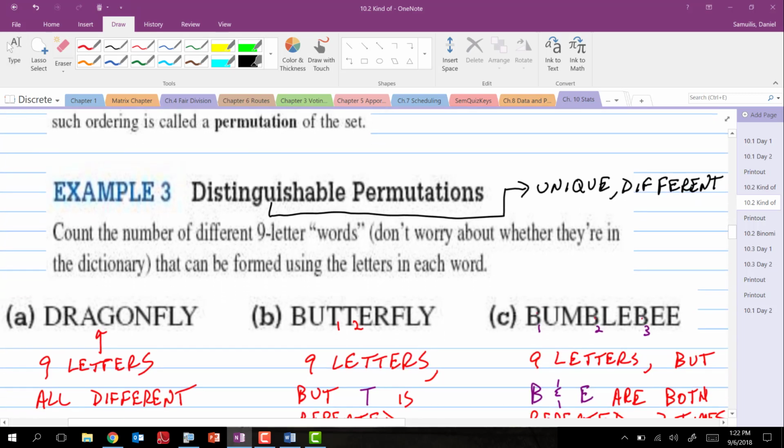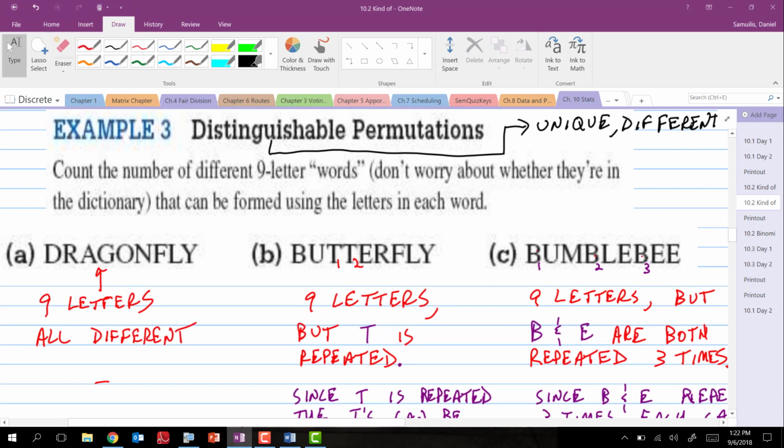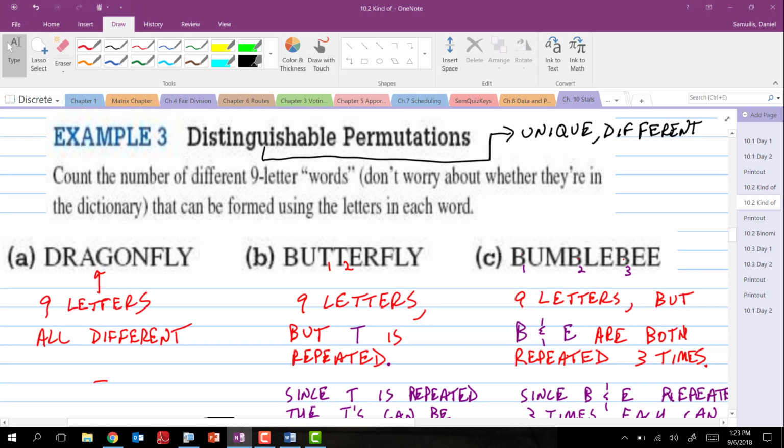And I know for a fact that you had these kind of questions in either Math 2 or Math 3. I was a tutor last year, and I saw a Math 3 student every day, and a couple Math 2 students would come all the time. All three of these are 9-letter words, so they want you to count the number of different 9-letter words, don't worry about whether they're in the dictionary, that can be formed using the letters in each word.